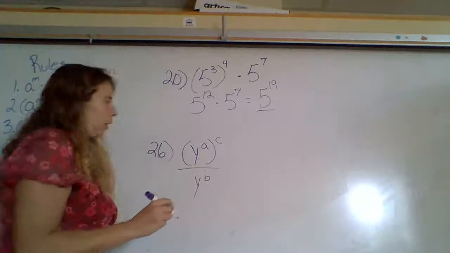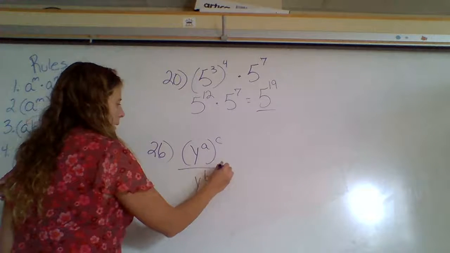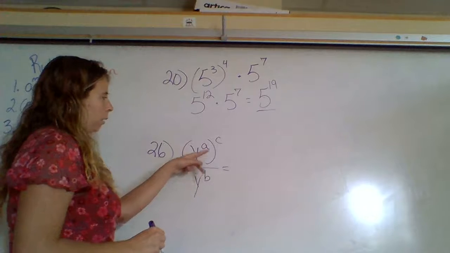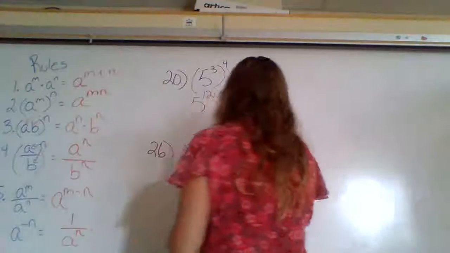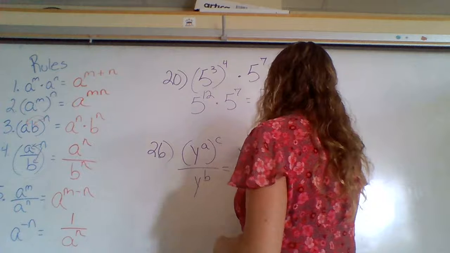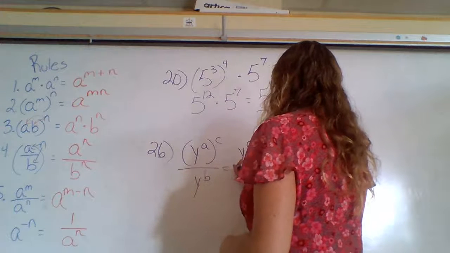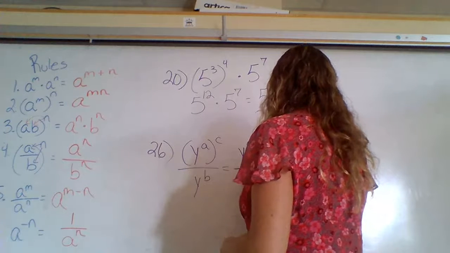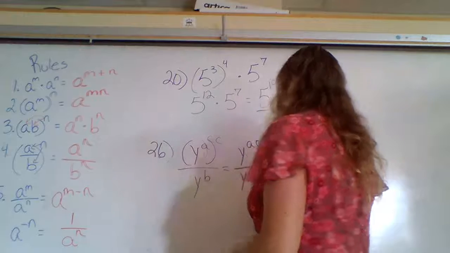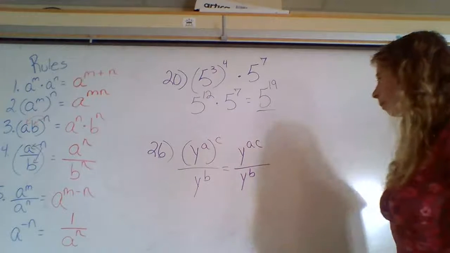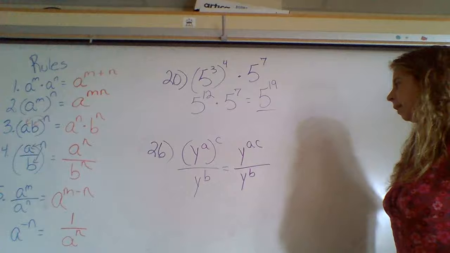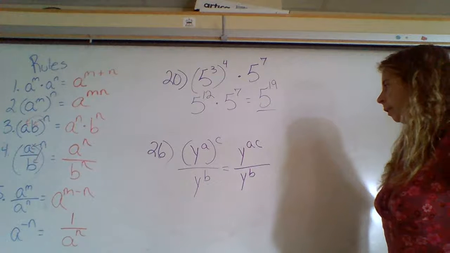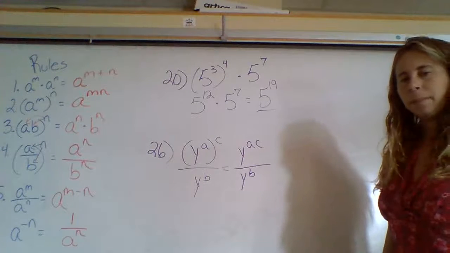So all you can really do to this one is you're raising a power to a power. Raising a power to a power, you multiply your exponents. So that gives me Y to the AC over Y to the B. So you would leave it like that. That's it.